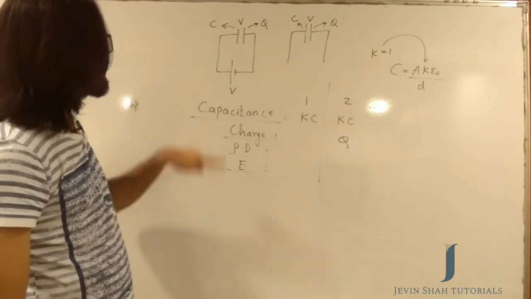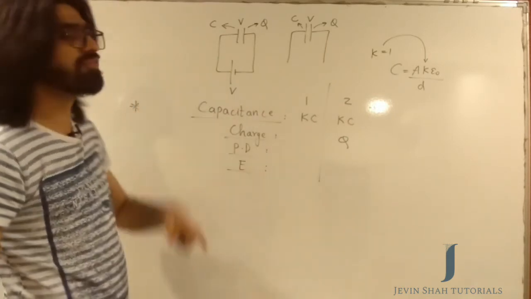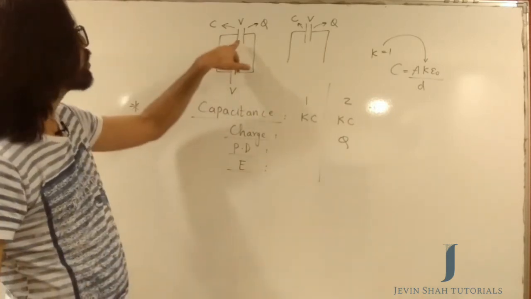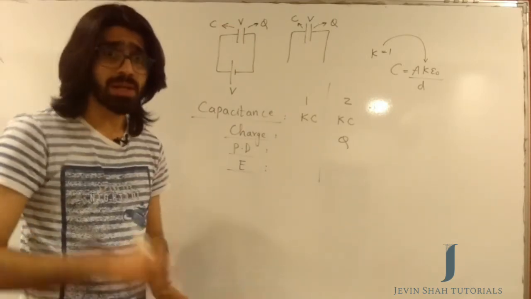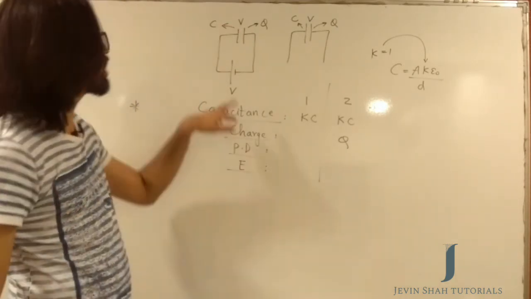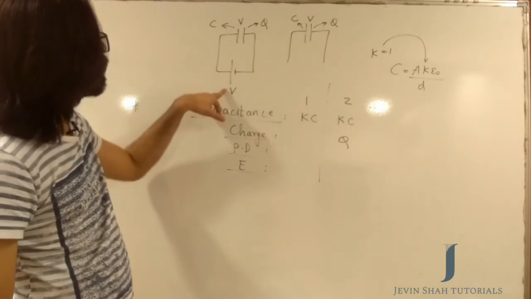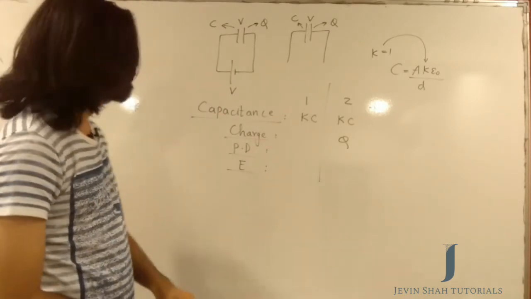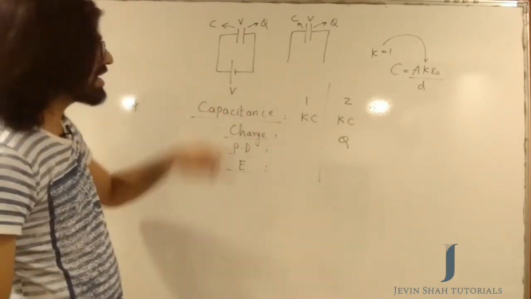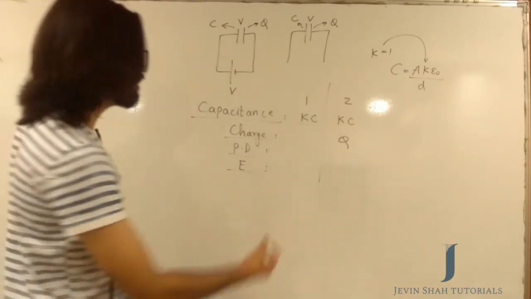In this case, if you realize the battery is of EMF V volt, no matter whatever you do with the things inside the capacitor, the battery will always keep charging the capacitor with the potential difference equal to V. So the potential difference in this case, no matter what you do over here, is going to remain V.